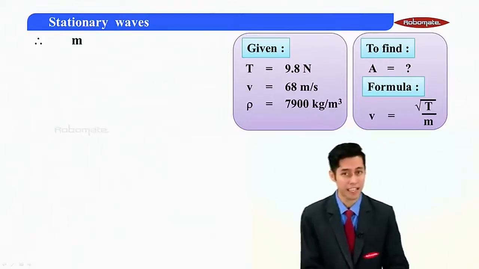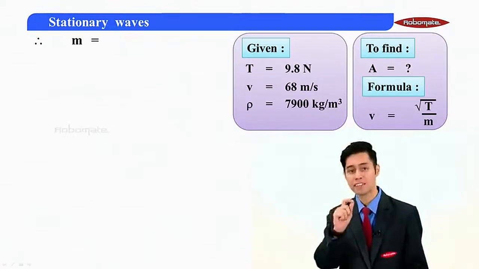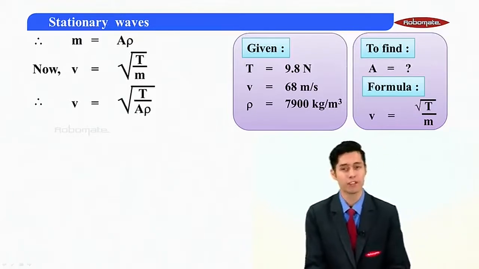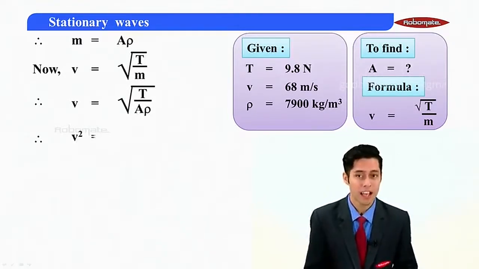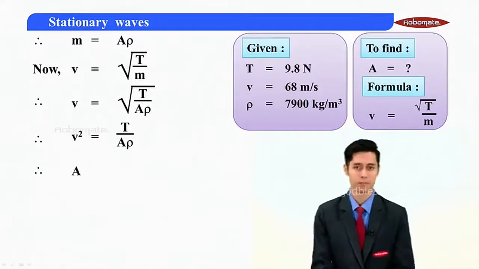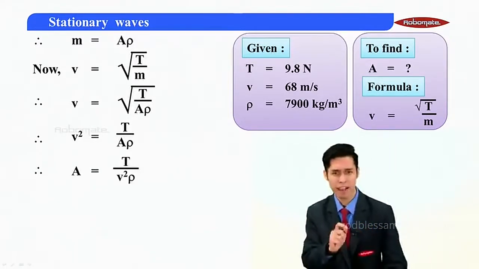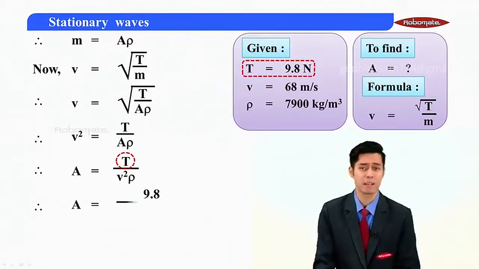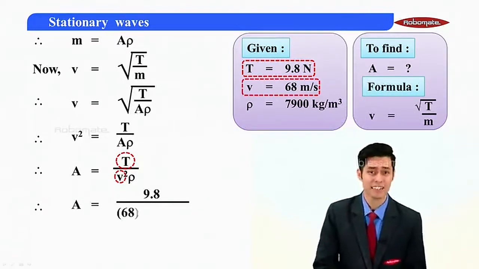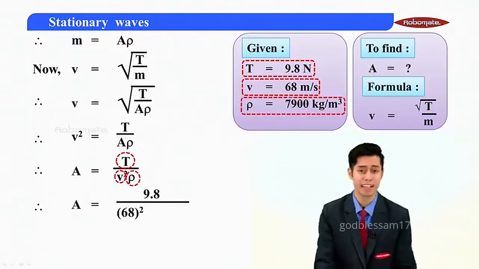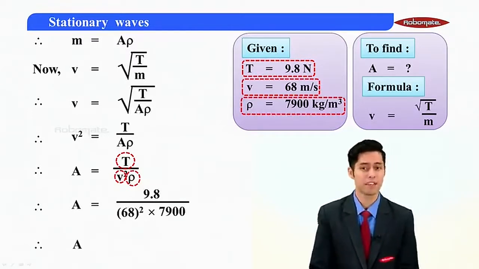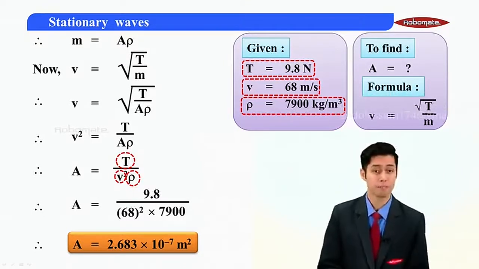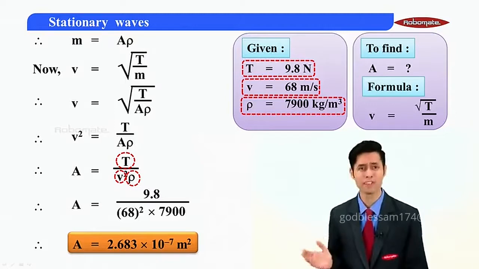Students, remember these steps once again. I'll just write it down for you. Mass per unit length is given as area into density. We know that V is under root of T by m, that is T upon A rho, and V square will be T by A rho. Now we want A, so that will be T by V square multiplied by rho. Substituting all the values, tension is 9.8 Newton, velocity is 68, the whole square, multiplied by 7900. On solving this equation, we get the final answer of area as 2.683 multiplied by 10 to the power minus 7 meter square. So we got the value of area.